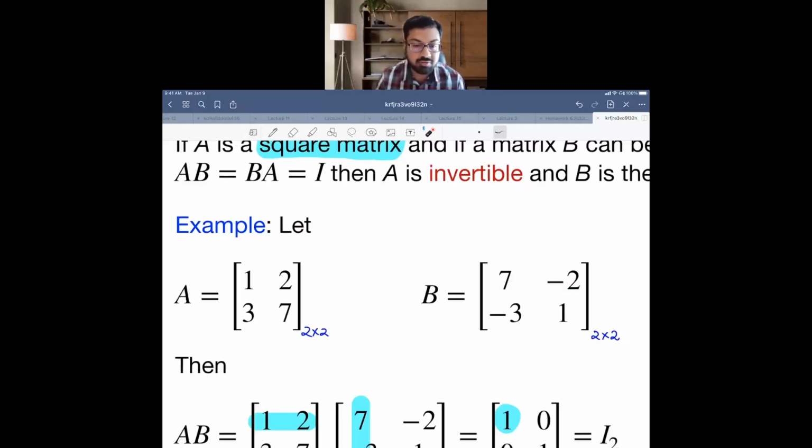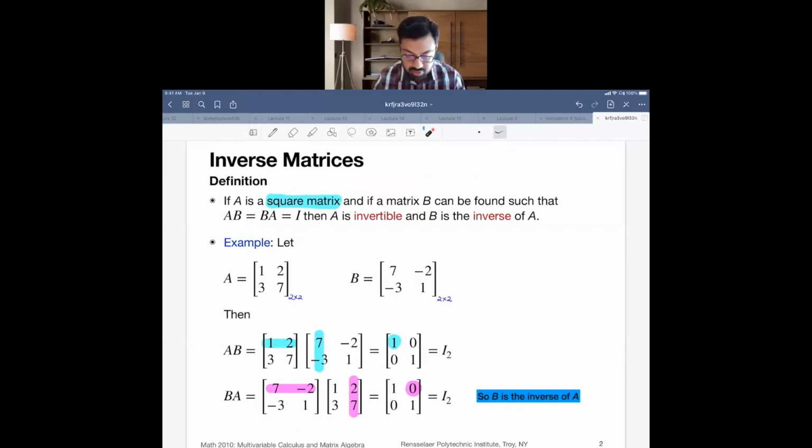But you also have to divide that by the determinant of the matrix. And in this case, the determinant happens to be 1 times 7 minus 3 times 2, which is 1, which is why you don't see a 1 here, right? So let's take a look at more examples, and we'll talk about what all goes into this. There are two things that are involved: determinant of a matrix and adjugate of a matrix.